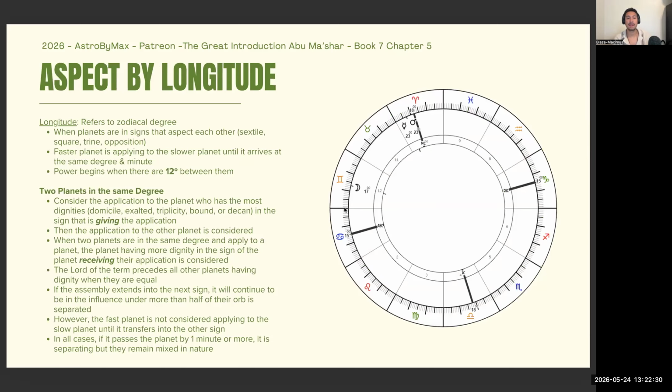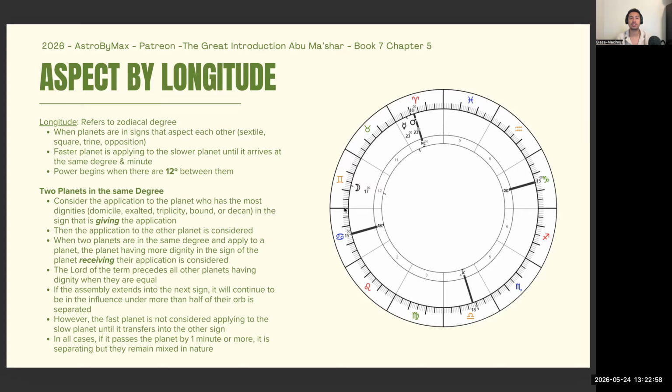And then we have aspect by longitude. This is something that everyone should be familiar with. We've used this extensively throughout the class. This literally just means the zodiacal degree in which the aspect is happening. So when planets are in signs that aspect each other, such as the sextile, the trine, the square, the opposition, they are in an aspect by longitude. So like Cancer and Aries are in a square relationship. Gemini and Aries are in a sextile relationship.